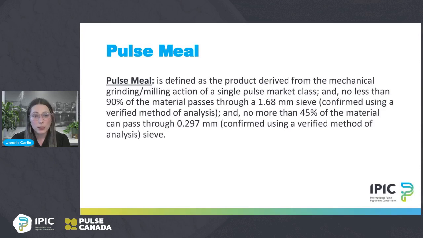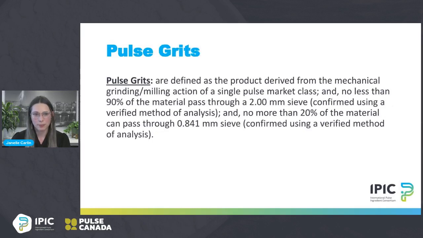Looking at pulse meals now, here it's defined as mechanical grinding of a single pulse market class where there are specific particle size requirements: no less than 90% of material can pass through a 1.68 millimeter sieve and no more than 45% can pass through 0.297. Looking at pulse grits, these are defined as the product of mechanical grinding and milling, with a little bit coarser particle size requirements now. So no less than 95% through 2 millimeter and no more than 20% through a 0.84 millimeter sieve.